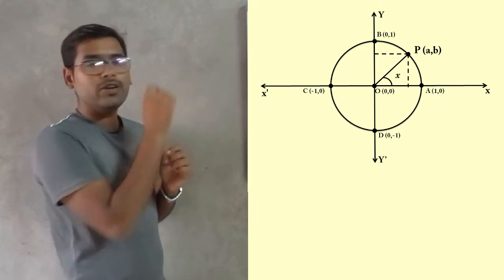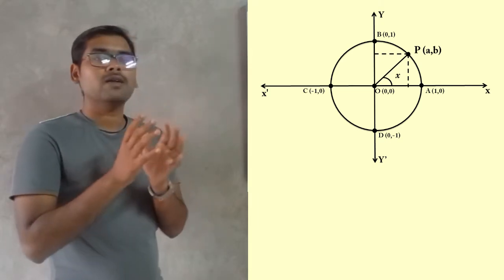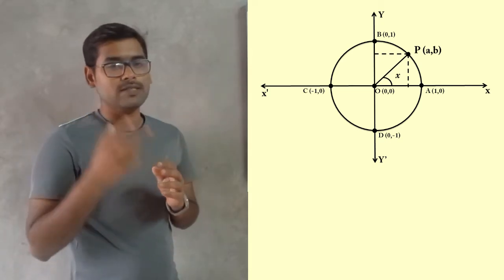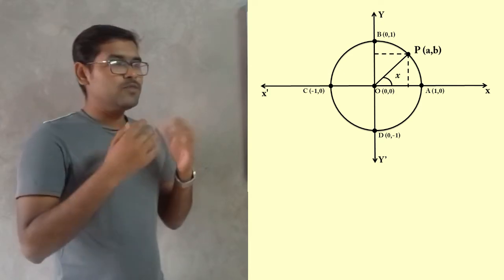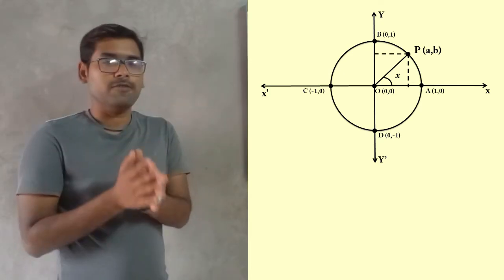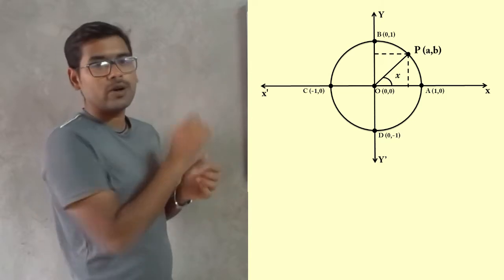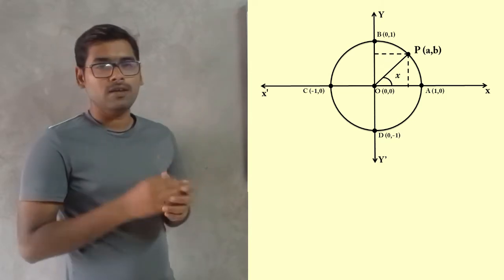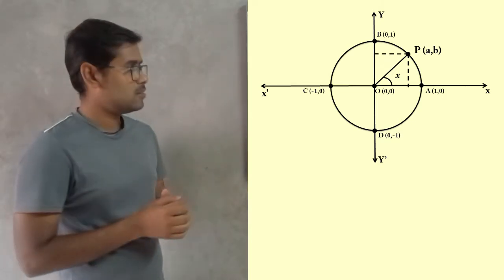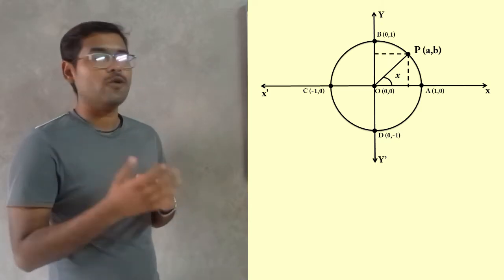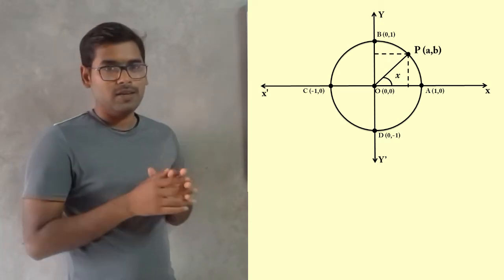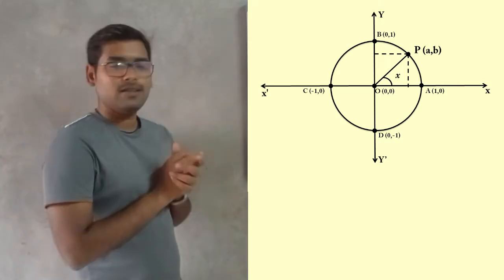In other words, I can say that for every angle that OP makes with the horizontal, we will get a point on the circle, and that point will give us two coordinates a comma b. From the definitions of sine and cosine functions, we know that the x coordinate of point P is the cos of angle x. Similarly, the y coordinate of point P is the sine of angle x.